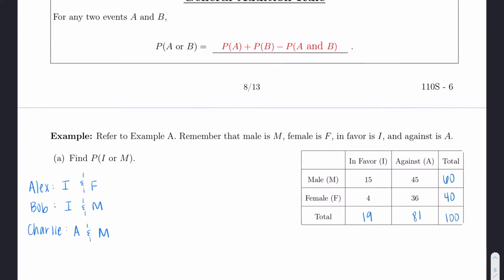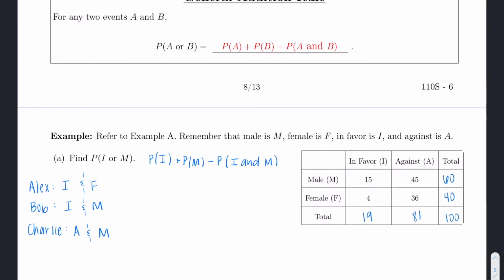And so here the first one is asking us to find the probability of either being in favor or male. And so I'm going to make all the substitutions. The first thing I want to find is the probability of being in favor, and then I'm going to add the probability of being male. And then I'm going to subtract the probability of being both in favor and male.